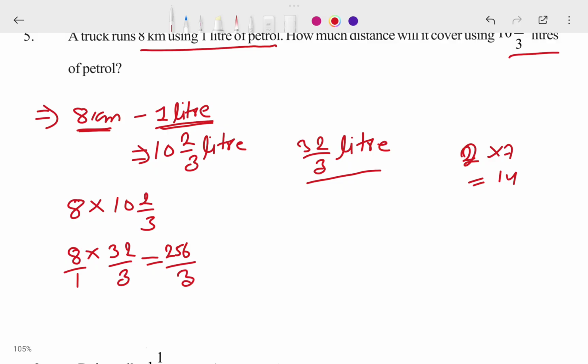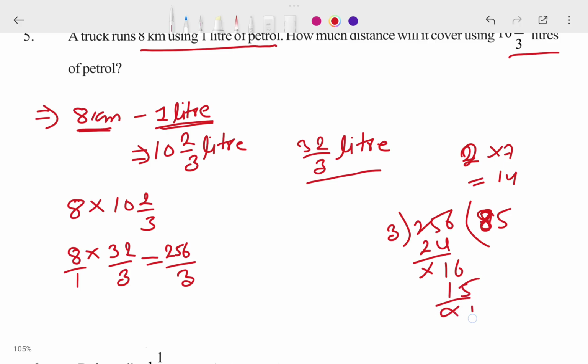So your answer is this one, but you have to change this into the mixed fraction, because the question is given in mixed only, so your answer has to be in the mixed fraction. Let's convert this into mixed fraction. When you divide 256 by 3, this is going to be 8, 8 3s are 24, that's cancelled, and then 1, and 5 is 15.